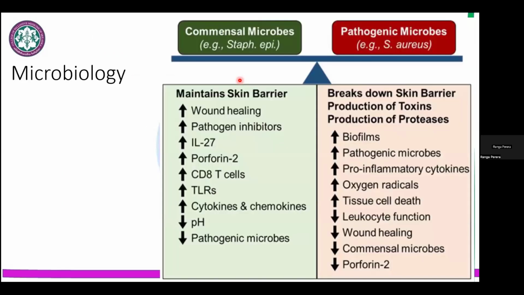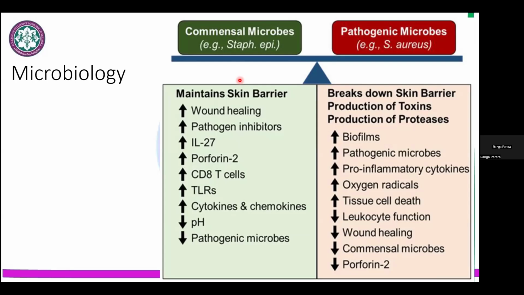A little bit about the microbiology. There are commensals and pathogens. Sometimes the commensals become pathogens, and that is the problem. Some of these commensal cells are good for the wound, for example Staphylococcus epidermidis. They promote wound healing, and pathogens are not coming in.